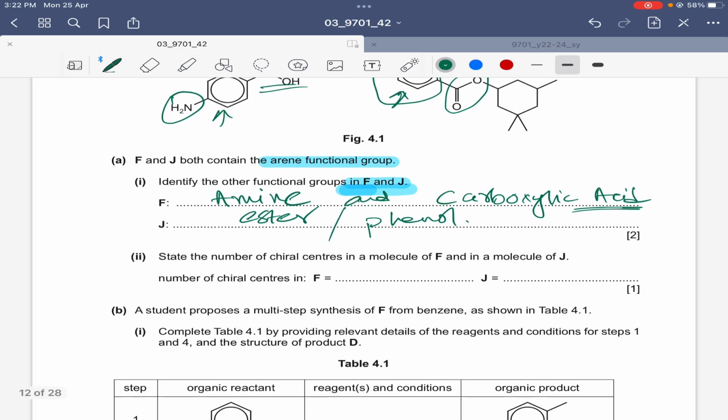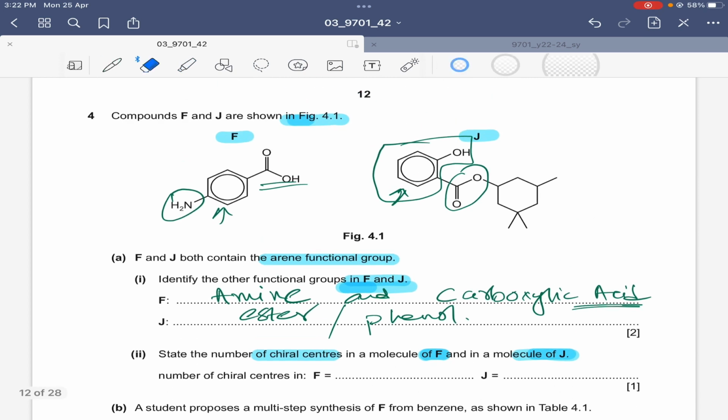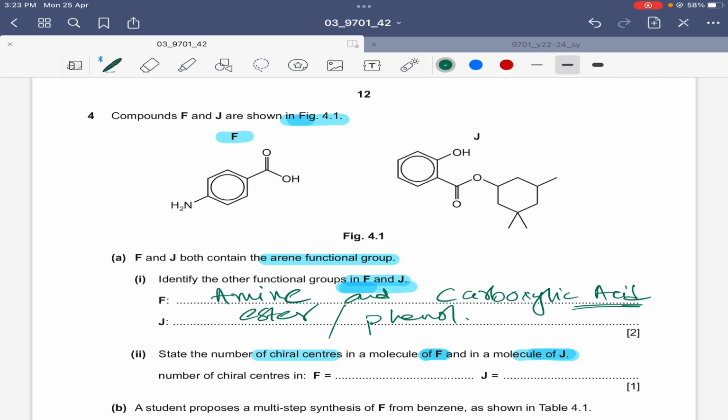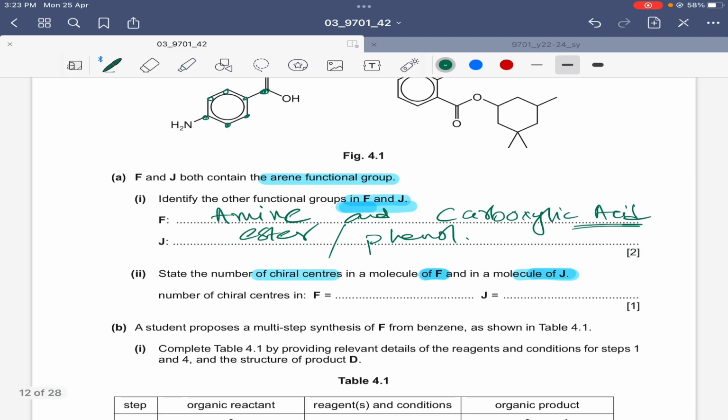Alright, next part of the question is, state the number of chiral centers. The number of chiral centers in a molecule of F and in a molecule of J. So we have to count the number of chiral centers in F and J. So first let's just erase all this. Right, so in F, you can see that there are no chiral centers because this carbon has a pi bond and all these carbons are sp2 hybridized. So that means no chiral centers in F.